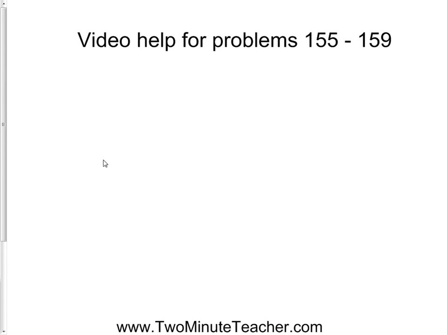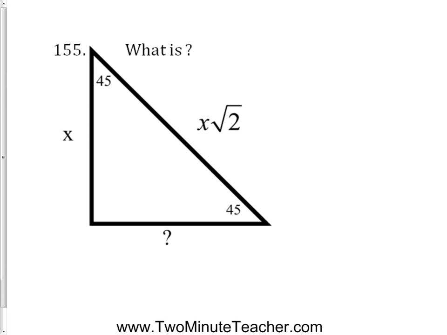Okay, I'm going to teach you about 155 through 159. On 155, we're looking at a triangle that's a 45, 45, 90 triangle. You can know if it's a triangle that they add up to 180 degrees. So this one must be 90 degrees because 45 plus 45 makes 90, and then this must be 90. All right, so I have a 45, 45, 90 triangle.